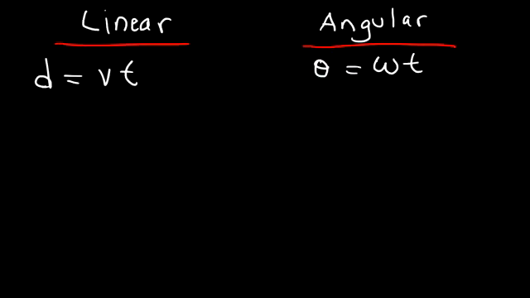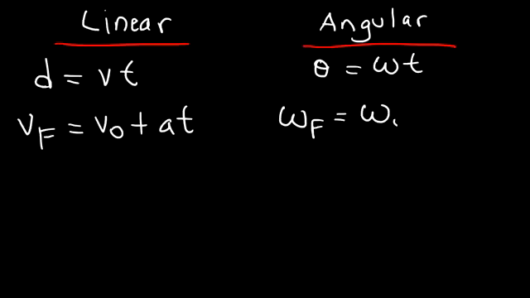Now what about if an object is moving with a constant acceleration value? Then we have these equations. V final is equal to V initial plus AT, where V final could represent the final speed or final velocity. In the angular universe, it's going to be omega final is equal to omega initial plus alpha t. So whenever you see an A, replace it with an alpha.